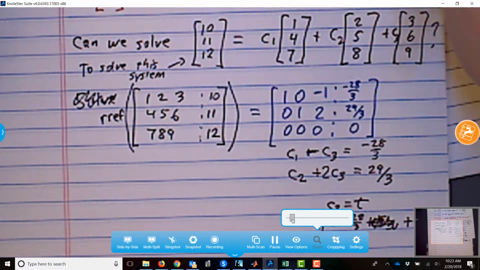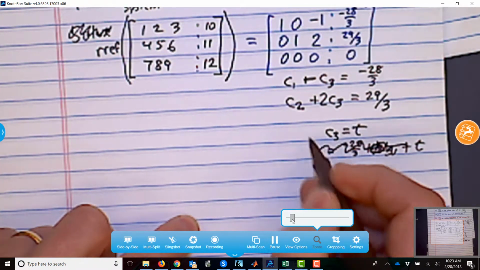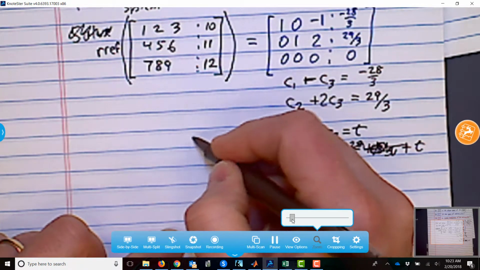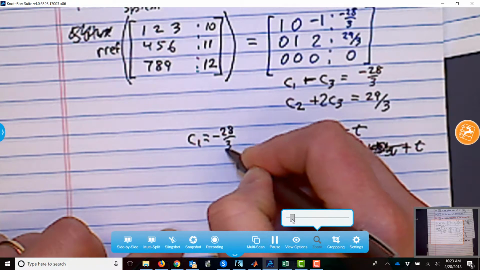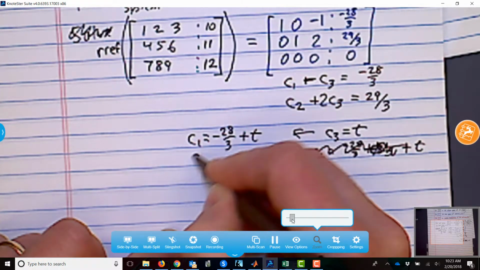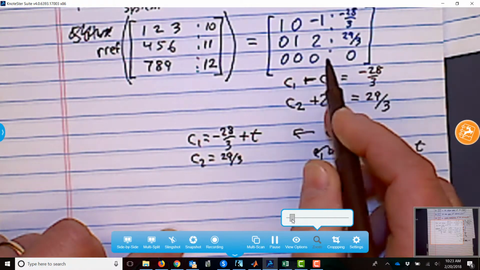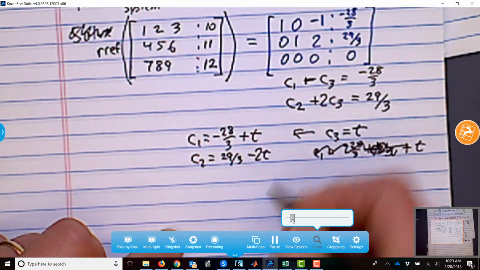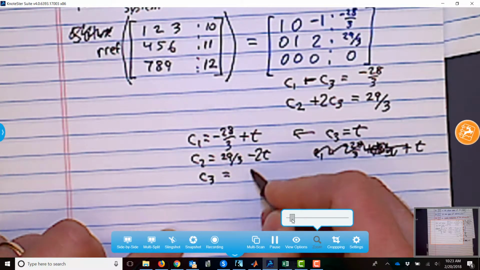So here, try that again. We got C3 is equal to T, and so we can write C1 is equal to -28 thirds plus T. C2 is equal to 29 thirds minus 2T. And C3 is equal to, well, just T, we said.